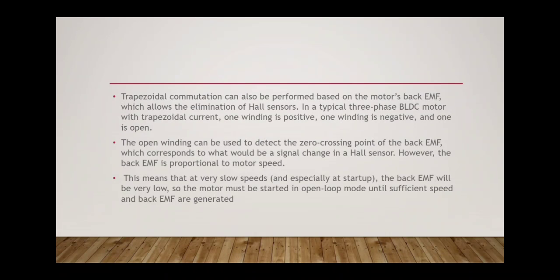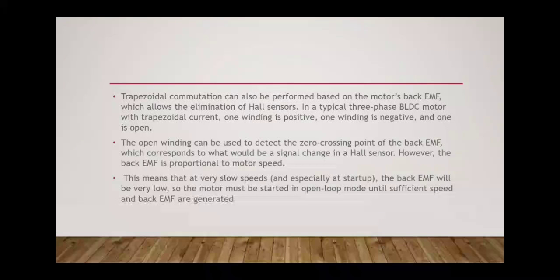The trapezoidal commutation can also be performed based on the motor's back EMF, which allows the elimination of Hall sensors. In a typical three-phase brushless DC motor with a trapezoidal current, one winding is positive and one winding is negative and one is open. The open winding can be used to detect the zero crossing point of the back EMF, which corresponds to what would be the signal change in a Hall sensor.